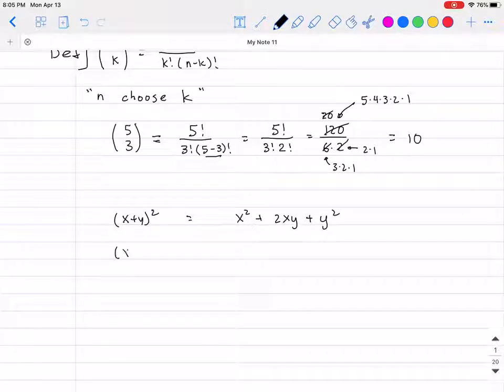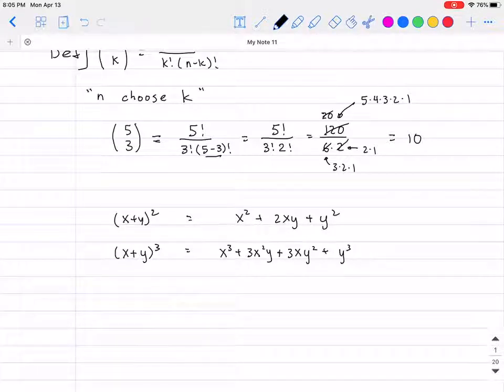Okay. Now, if I ask you what is x plus y to the third power, saving you the time, you're supposed to do FOIL twice. So the result is going to be x cubed plus 3x squared times y plus 3 times x times y squared, and then plus y cubed.